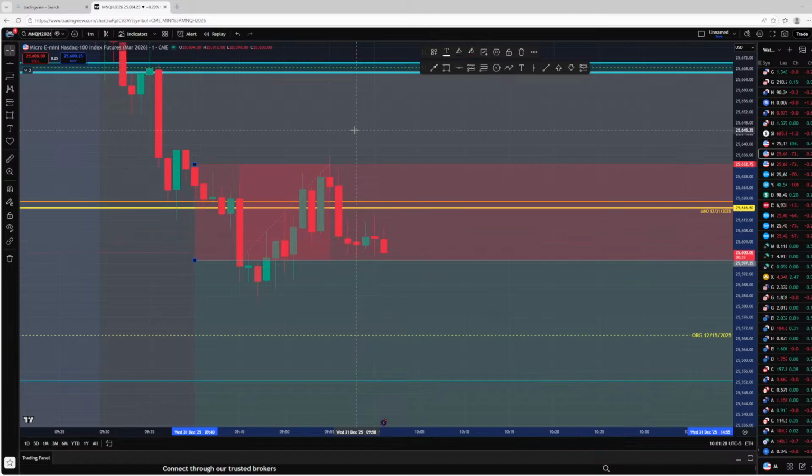I hope it's not consolidating. No, I think we should be going lower here sometime soon. Just got to be patient. It's only 30 minutes until market opens. Still really early.